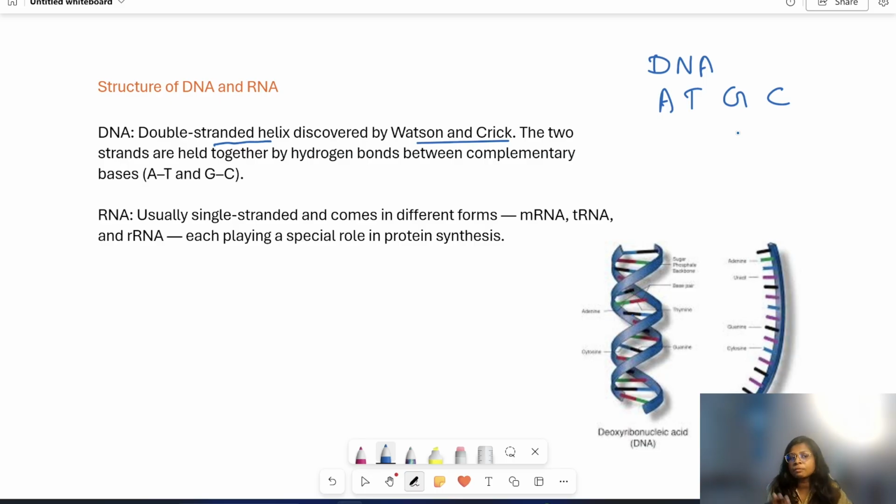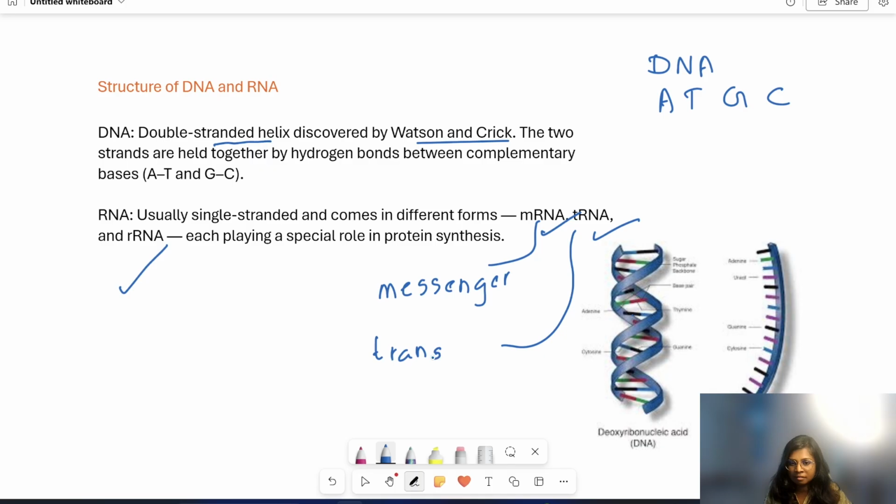In the case of RNA, RNA is normally single-stranded. It comes in different forms. The different forms are mRNA, tRNA and rRNA. mRNA stands for messenger RNA. tRNA stands for transfer RNA. And rRNA stands for ribosomal RNA.